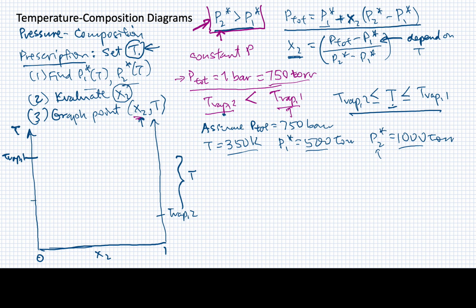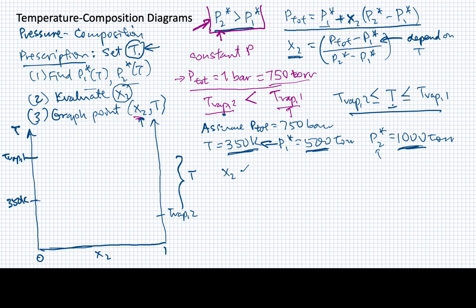And let's say that it's somewhere in here. This represents 350 K. All right, so at this temperature, what I need to do is calculate the mole fraction for component 2, but I'm calculating it from the pure substance vapor pressures that I've found at this temperature, because these both correspond to this temperature. So I use the formula up here.